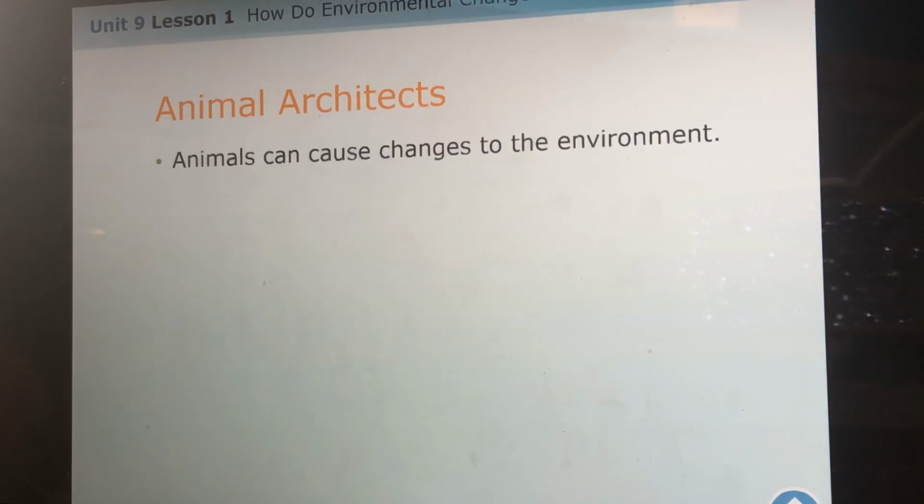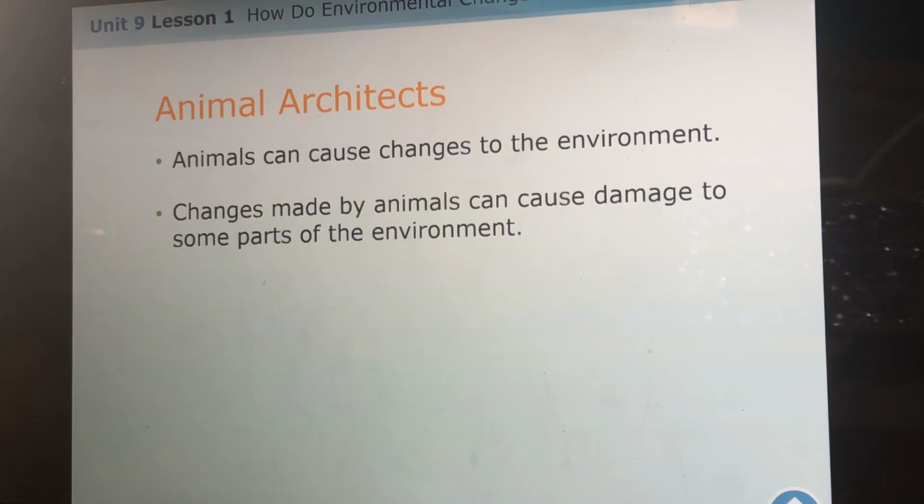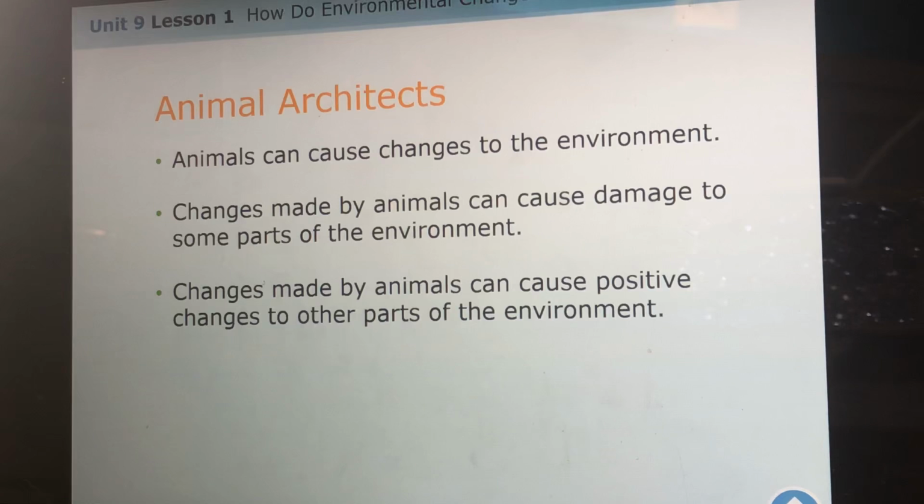Animal architects. Animals can cause changes to the environment. Changes made by animals can cause damage to some parts of the environment. For example, if you think about a beaver, if a beaver cuts down a tree to build a beaver dam, he is doing both positive and negative changes to the environment. Negative because any animals that might have lived in the tree that it chopped down now have to find a new place to live. But positive because by creating a beaver dam, they are actually creating new homes for new organisms. Changes made by animals can cause positive changes to other parts of the environment.